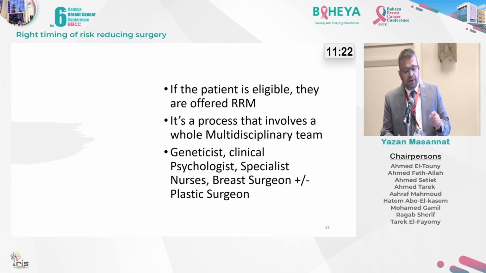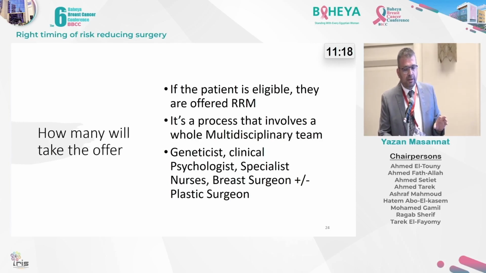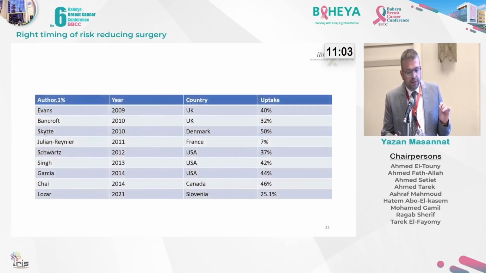And if the patient is eligible, they are offered the risk-reducing surgery. It's a process. It's not just you sit with the patient, tell them we're going to do the mastectomies and have reconstruction. You need to have a geneticist, you need to have a clinical psychologist, you need to have specialist nurses, you need to have the breast surgeons and the plastic surgeons, depending on the type of reconstruction. And the uptake of that is low.